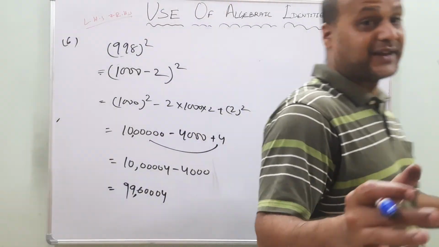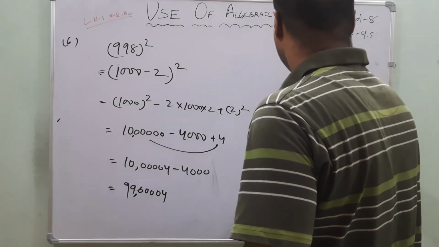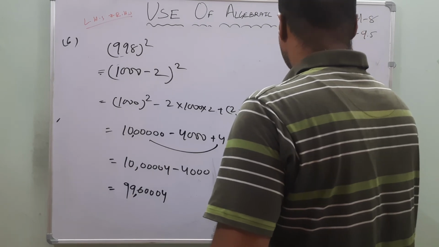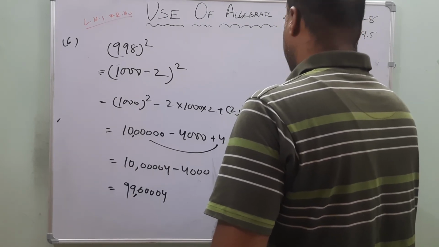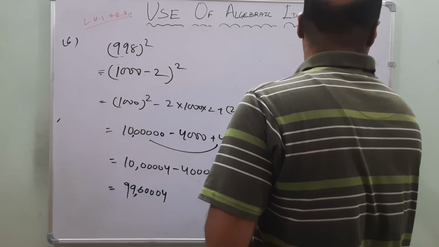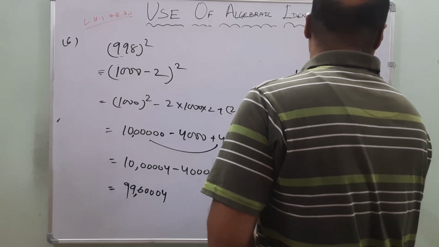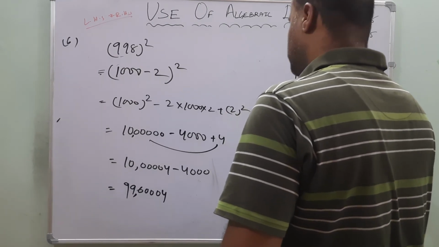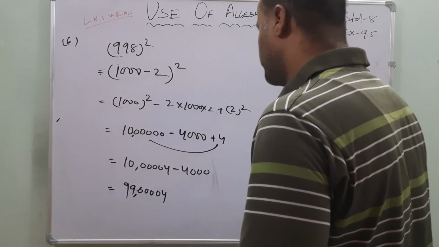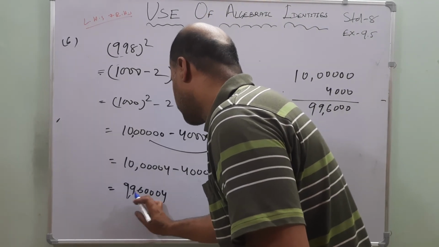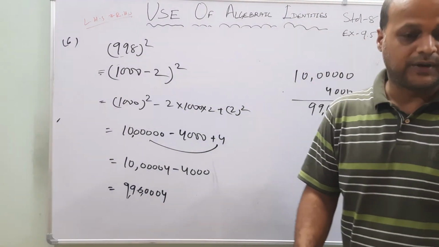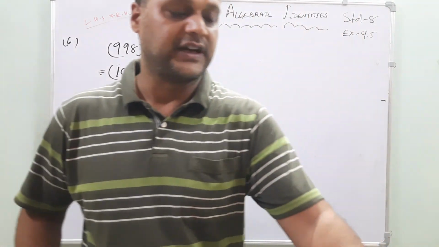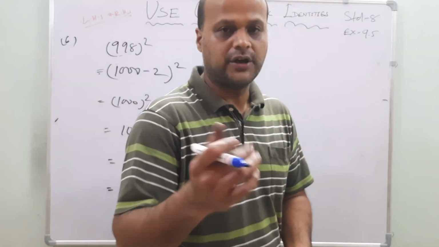Some of the times I will also make mistakes. Please check this one. Please be careful, my dear friends, because whenever we do it, it is very important. So 9,96,004. Sorry, I just put the commas in the wrong place. That's why the confusion came here. Understood, my dear friends? So these are the questions we have to discuss in our whole chapter.